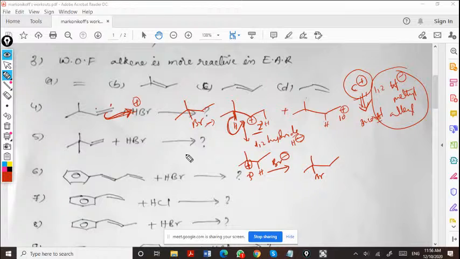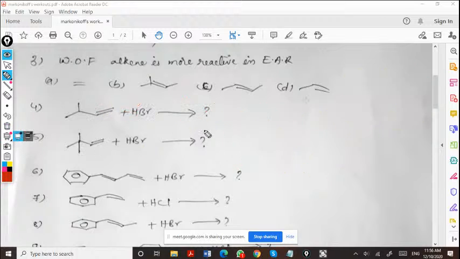Okay. So now write the product for this. Write it down, I will also give the options. Option A: 3-bromo-2,2-dimethylbutane.